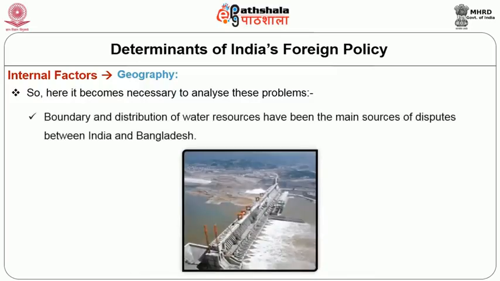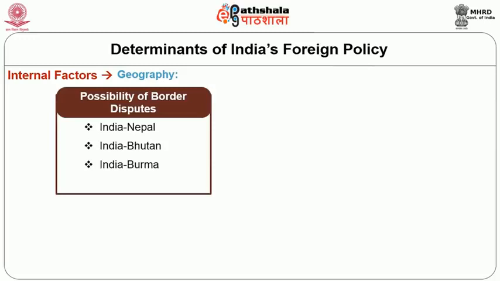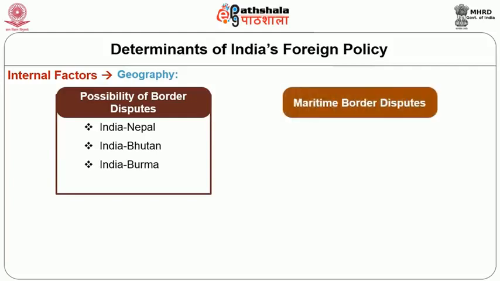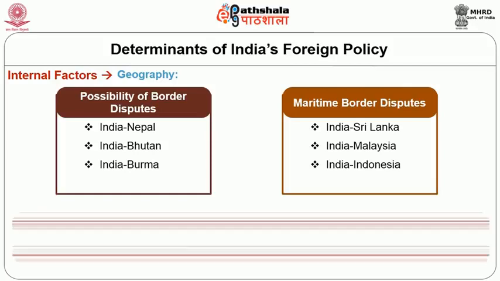Boundary and distribution of water resources have been the main sources of disputes between India and Bangladesh. Apart from the above 3 borders, we cannot deny the possibility of border disputes in future between India-Nepal, India-Bhutan, India-Burma, and maritime border disputes between India-Sri Lanka, India-Malaysia, and India-Indonesia, etc.